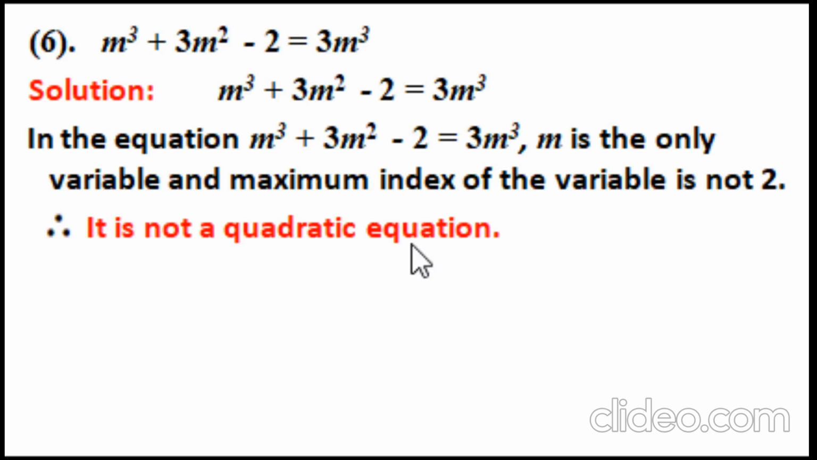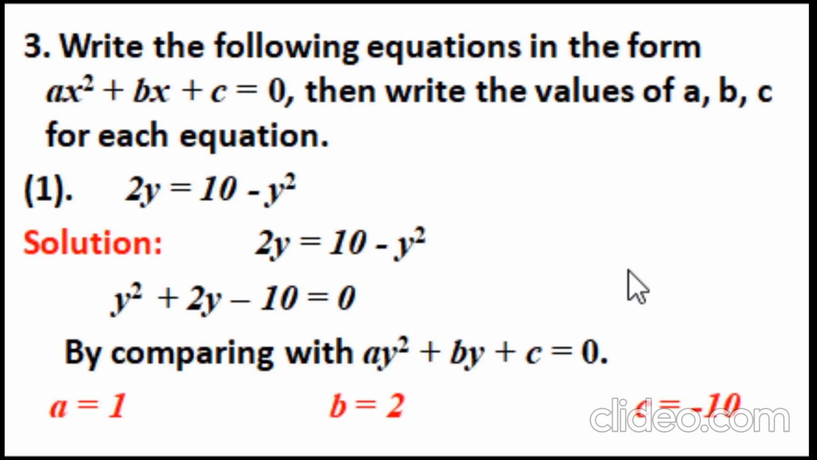Question number 6, m cube plus 3m square minus 2 is equal to 3m cube. Here m is the only variable, but the maximum index of the variable is not 2. Here it is 3, cube is given. Therefore it is not a quadratic equation. So to decide whether it is a quadratic equation or not, we have to see whether the maximum index of the variable is 2 or not.